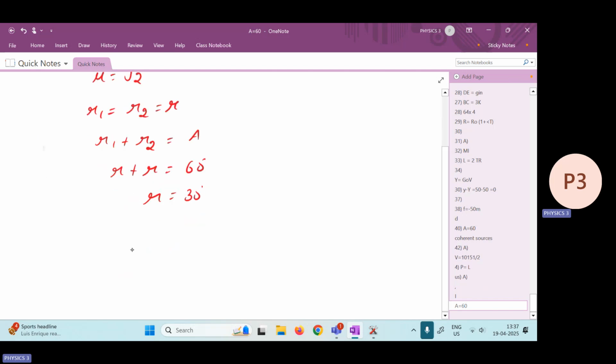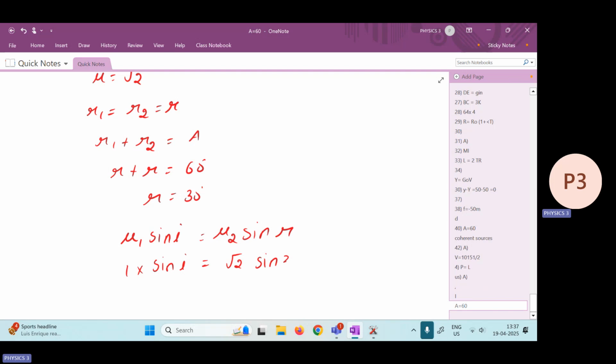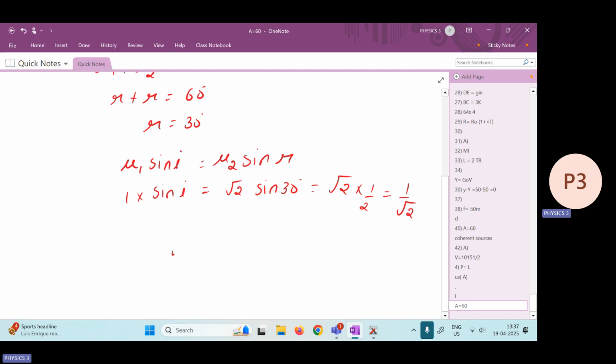Now we can apply Snell's law. Mu1 sin I is equal to mu2 sin R, right? Mu1 we have is 1 because it is placed in air. I we have to find out, mu2 is root 2 as given, and R we have got is 30 degrees. So that will be root 2 sin 30, and sin 30 is 1 by 2, that we know. That comes out to be 1 by root 2. So I comes out to be 45 degrees, right? So option D will be correct in this situation. Got it? Now let's go to the next question.